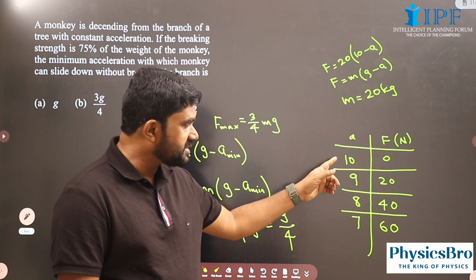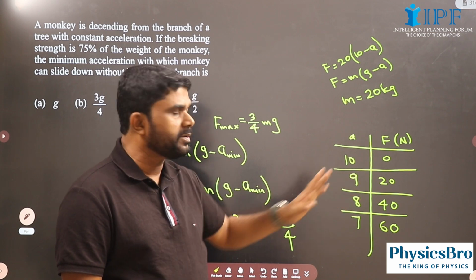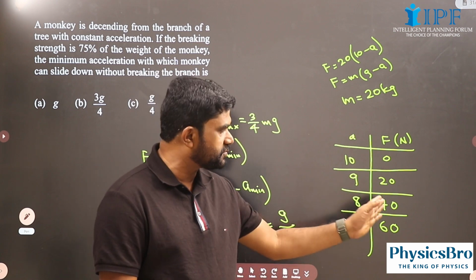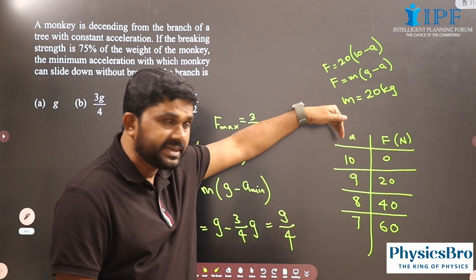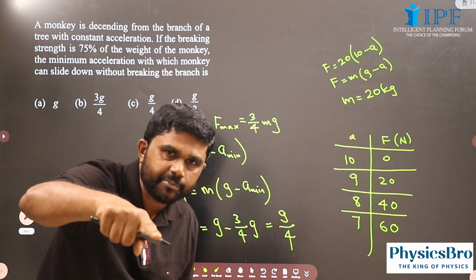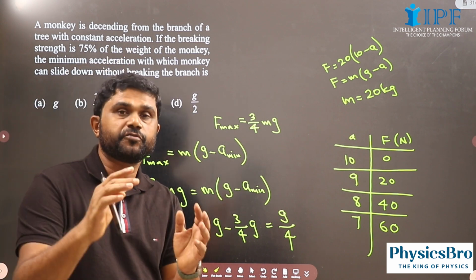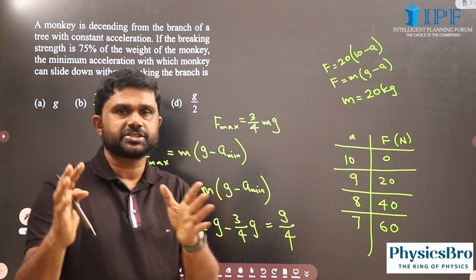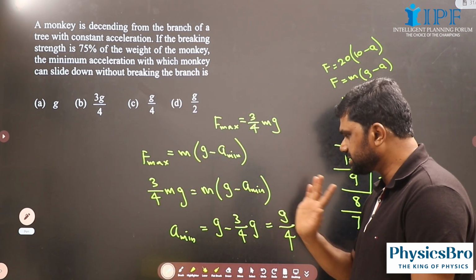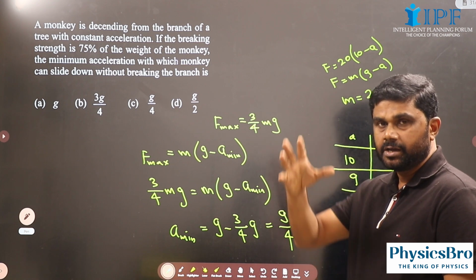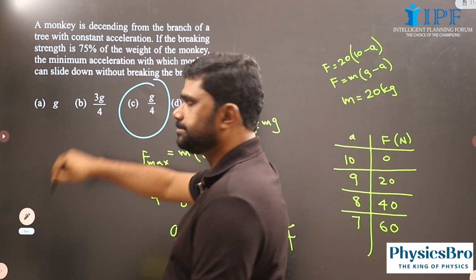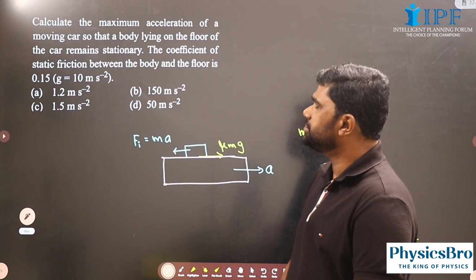When acceleration is reduced to 9, the force on the branch will be 20. When the acceleration is again reduced by 1, means when acceleration is 8, the force will be 40. So when acceleration decreases, the force on the branch will increase. When acceleration is minimum, force will be maximum. Or when force is maximum, the corresponding acceleration is the minimum acceleration. So F max is 3 by 4 mg, and the corresponding acceleration, the minimum acceleration with which the monkey can slip down, we will get as g by 4. Now let's see the next question.